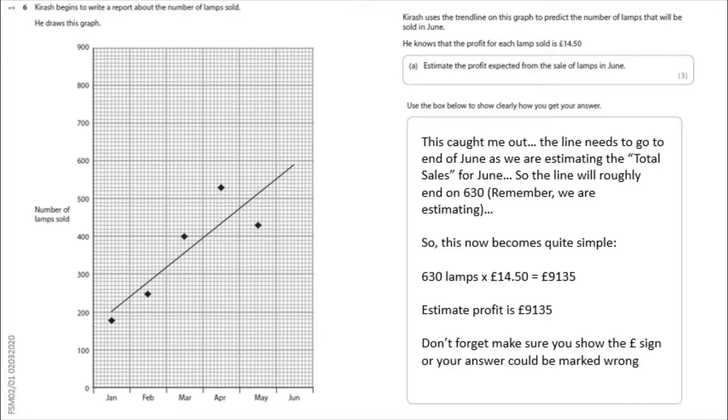So in fact, this now becomes quite a straightforward question, which is really good. We take 630 lamps times £14.50, which is the profit for each one, which gives us a figure of £9,135. The estimated profit is £9,135. That is how simple and straightforward this question actually is. You want to read more into it, but don't. It's actually just take the ruler, measure the line up, and it'll give you roughly 630. But as I said before, don't forget to put the pound sign or your answer may be marked wrong and you don't want to lose points.